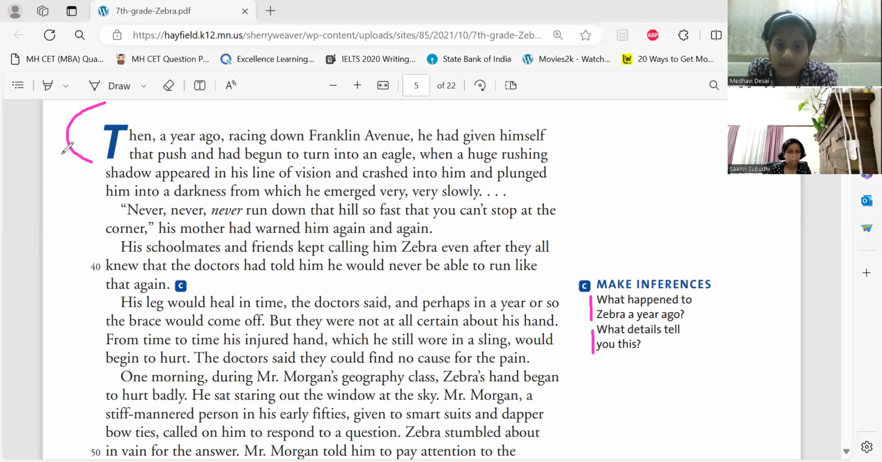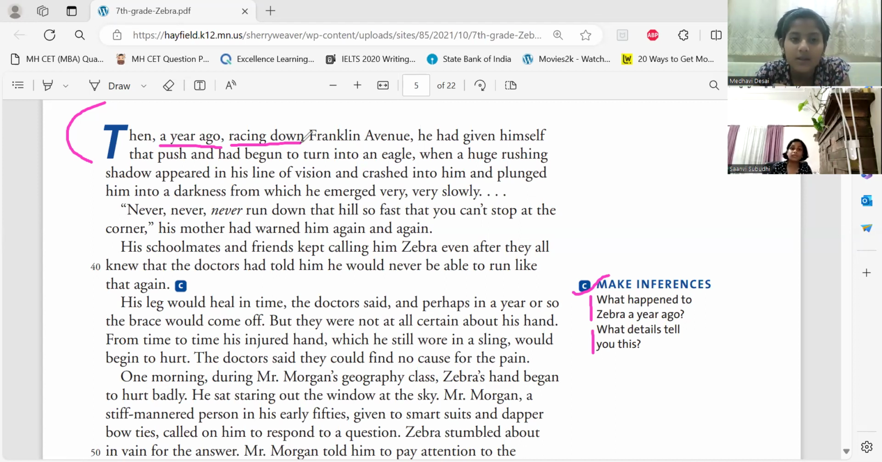Stop. So make inferences. This is called making inferences. What happened a year ago? That means we are going into the history. Like if we are in 2024, we are talking about 2023, a year ago. He was racing down. He was not running down. What's the difference between running down and racing down?